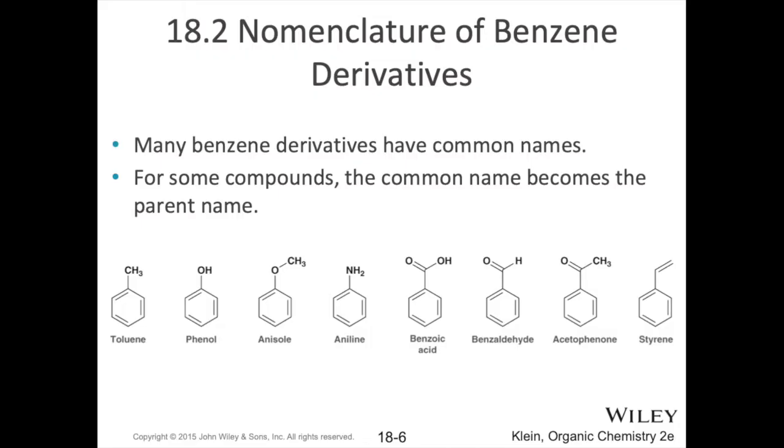Benzaldehyde just has an aldehyde group coming off your benzene. So it has that carbonyl with a hydrogen. If that carbonyl has a methyl group off it, that becomes acetophenone. So that's a ketone group coming off of your benzene. And then styrene, of course, is a common monomer for making polystyrene. So you've definitely heard of that before. All it is, is that the alkene you're using for the polymerization is just a substituent on your benzene.